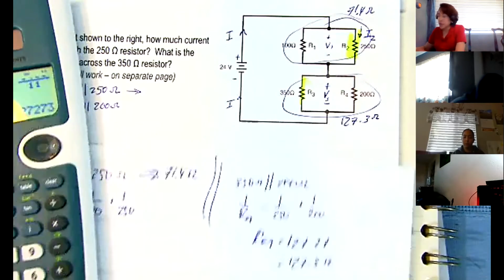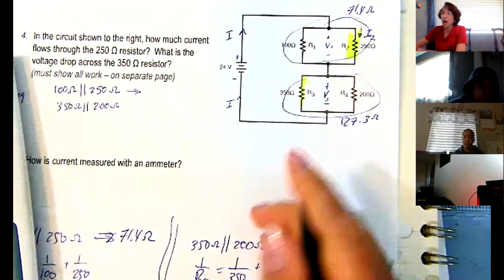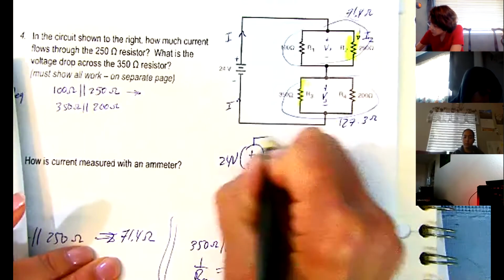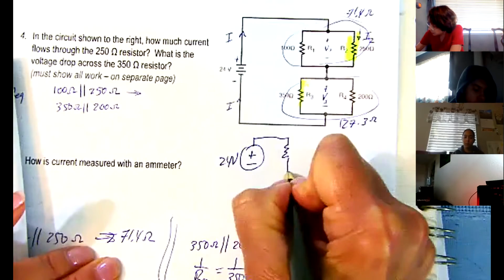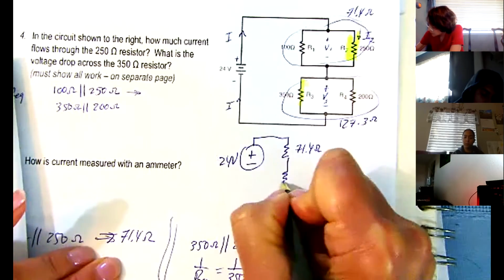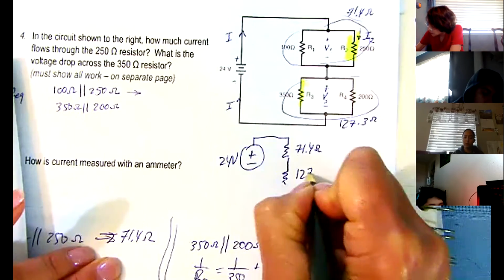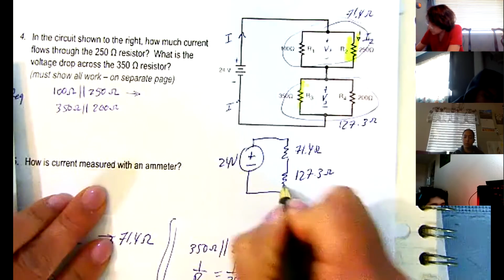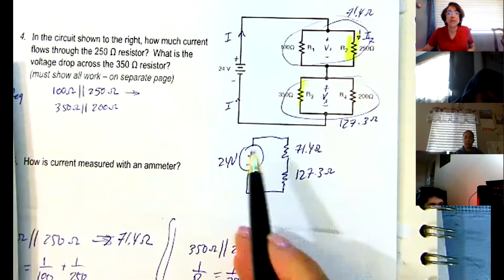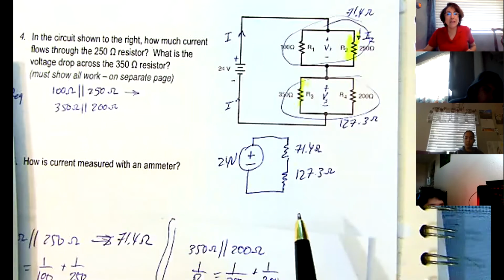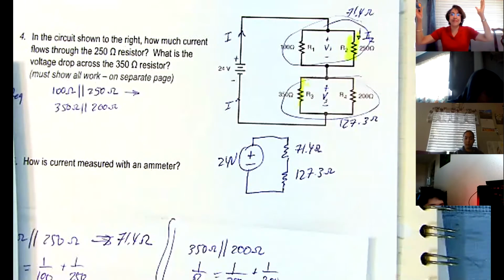So Carlos, what can you tell me about those two? Let me redraw that for you. I have a 24 volts. One of them is 71.4 ohms, and the other one is 127.3 ohms. So Carlos, what can you tell me now about this circuit? Since they're in series, the resistors would be added together.